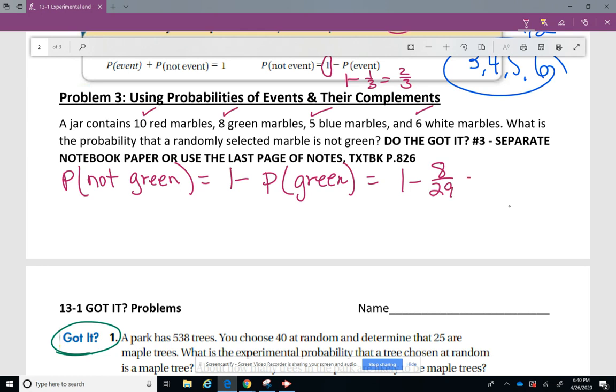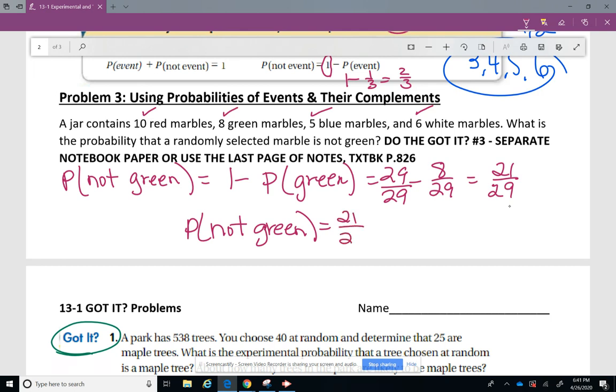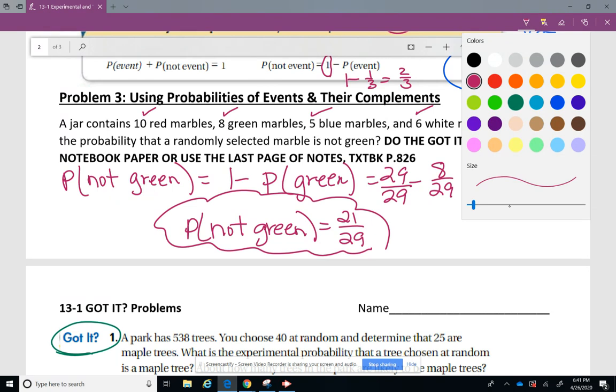8 over 29. Now, you know that you could change the 1 into 29 over 29 if you want to. And you would get that there are 21 out of 29 chances of you drawing a marble out of there that is not green. So we'll do this. The probability of not green equals 21 over 29. All right, pretty simple, right?